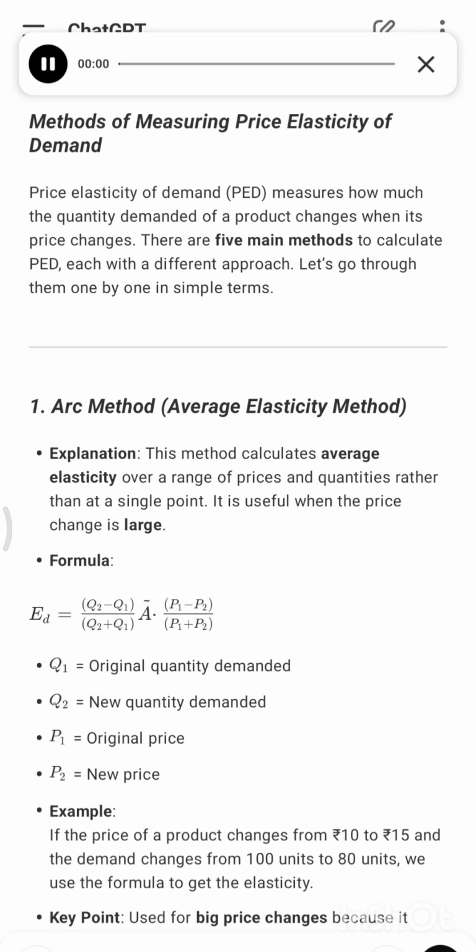Methods of measuring price elasticity of demand. Price elasticity of demand measures how much the quantity demanded of a product changes when its price changes. There are 5 main methods to calculate PED, each with a different approach. Let's go through them one by one in simple terms.